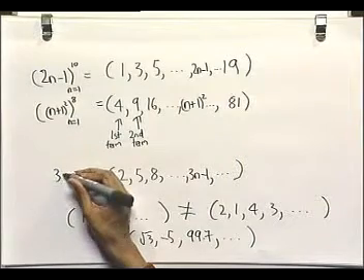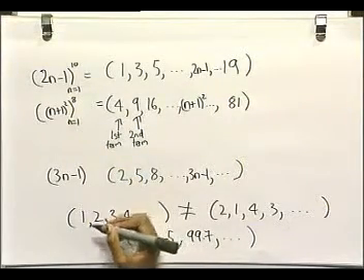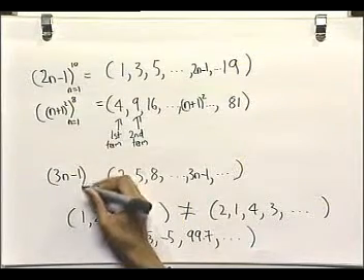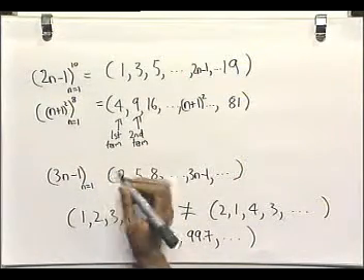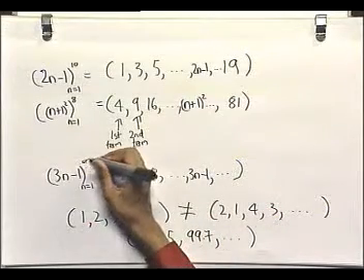We denote the infinite sequence in a similar way. Again, we put the nth term in brackets, so that's 3n minus 1, all in brackets. And again, we start at the first term, so that's n equals 1. But to show that the sequence goes on forever, we put an infinity here.